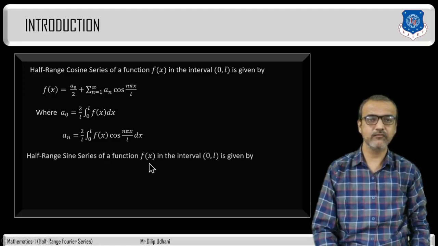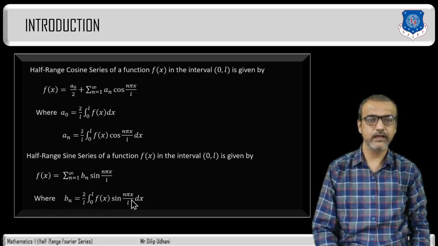Half-range sine series of a function f of x in the interval 0 to L is given by f of x equals sigma n from 1 to infinity bn sin n pi x by L, where bn equals 2 upon L integration from 0 to L f of x sin n pi x by L dx. So here you can see half-range cosine series is a series containing cosine terms only, and half-range sine series is a series containing sine terms only.